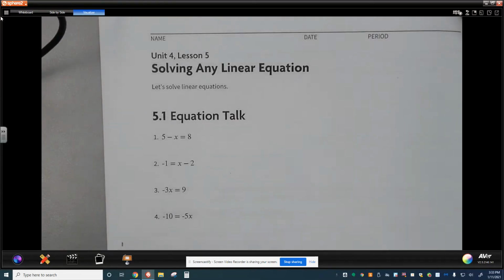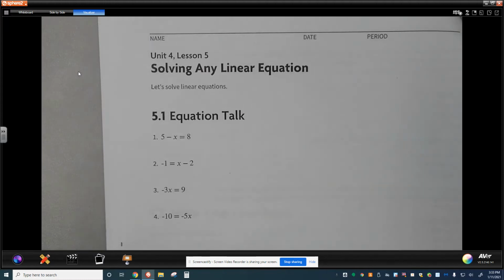This is Unit 4, Lesson 5, and we are solving any linear equation. Our goal today is just to solve some more equations. We're going to get a little more practice in what we've been working on lately, and I'm going to emphasize a lot of the same things that we've been talking about over the last couple days, and I hope that it makes a little more sense as we go through it.